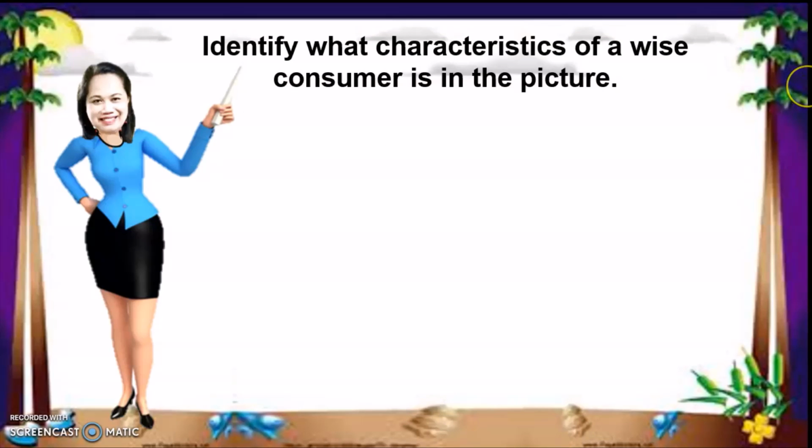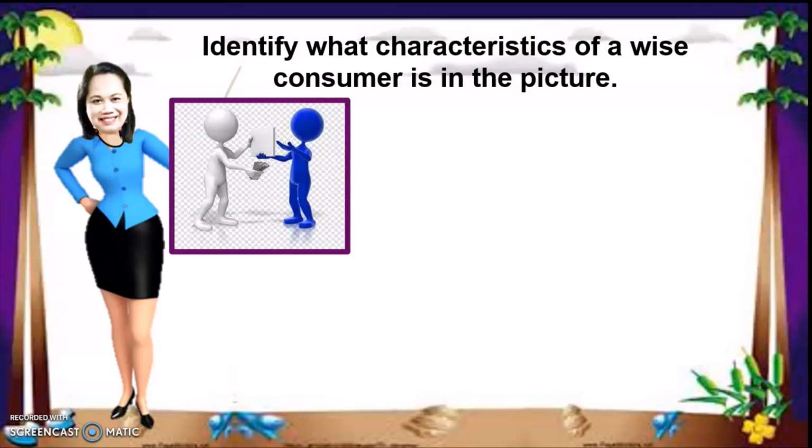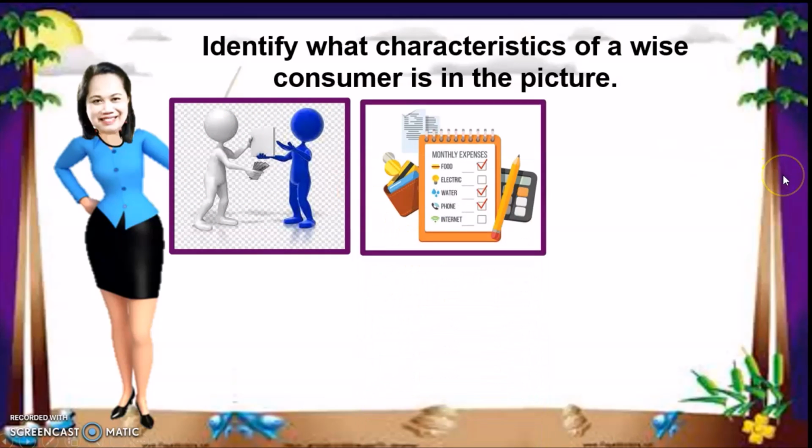So now, will you get one whole sheet of paper for our post test? Okay? Come on, get it. Now, let's read the direction. Identify what characteristics of a wise consumer is in the picture. Then, write the characteristics. So, this is number 1. What characteristics is this?